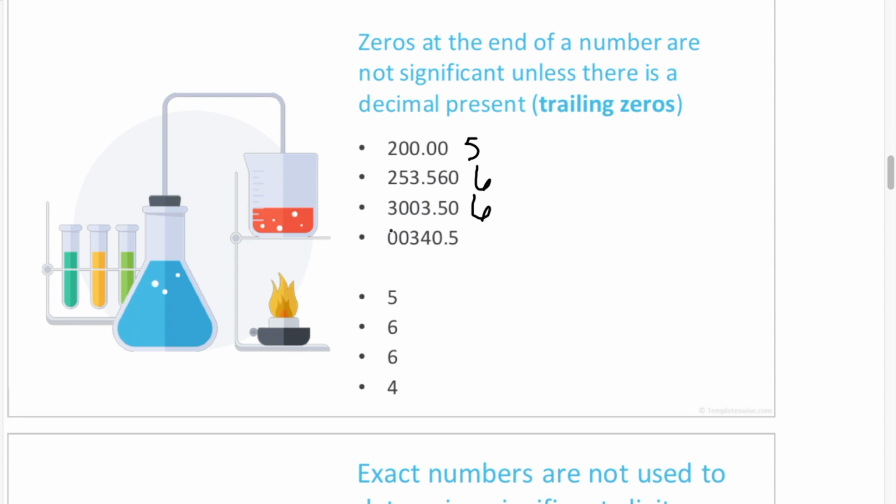This one, these two are leading zeros. Leading zeros never count. And then trailing zeros count when there's a decimal present, and there is a decimal present. So 1, 2, 3, 4.